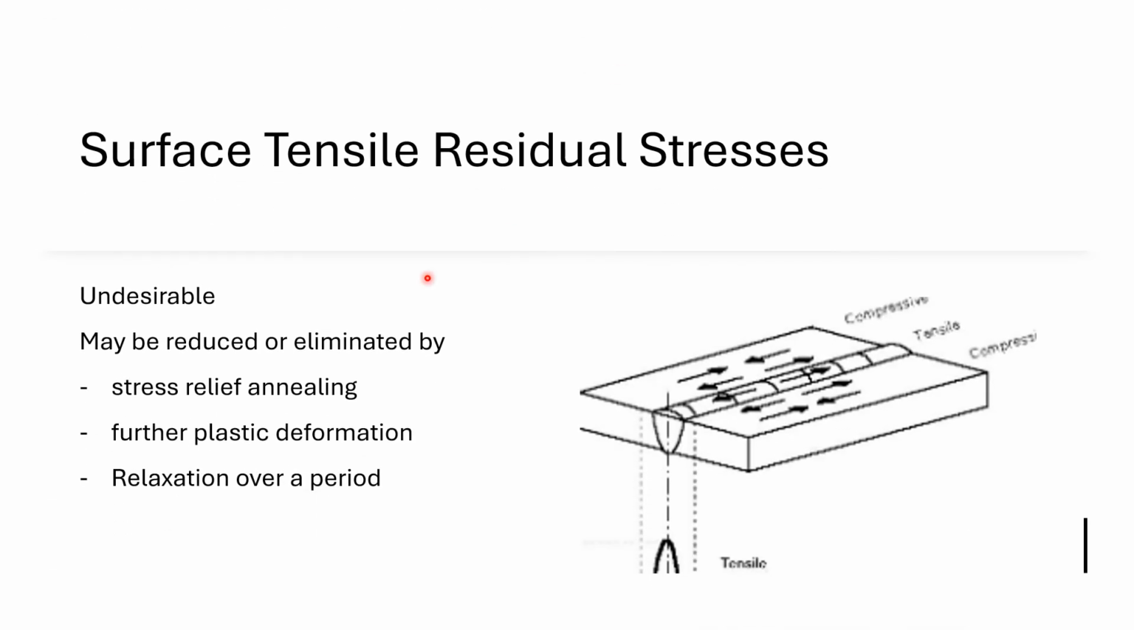Surface tensile residual stresses are very undesirable. We don't want them, so we want to reduce them or eliminate them. So what do we do? We anneal to get rid of them. We call it stress relief annealing. We deform further, with further plastic deformation, and we relax them. So relaxation over time or a period.